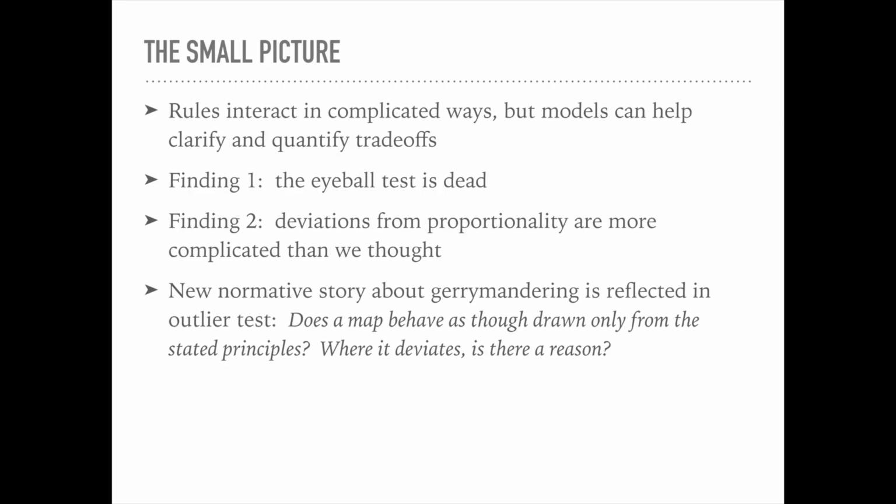So what is this outlier test bringing to us as a matter of fairness? It's asking the question, does a map behave as though drawn only from the stated principles? And where it deviates, is there a reason? These are the kinds of questions that this outlier analysis can bring you.